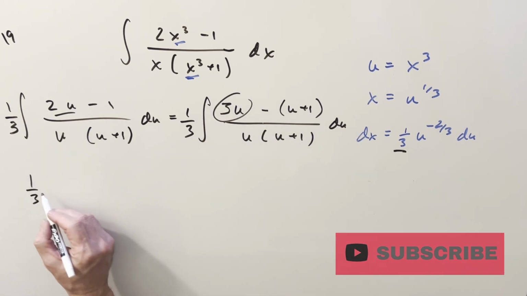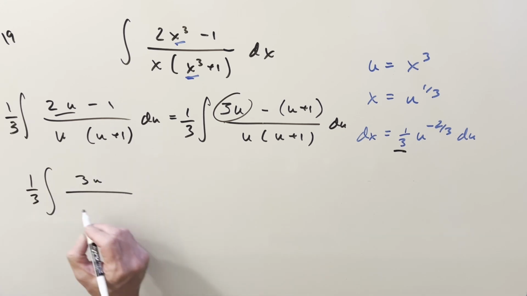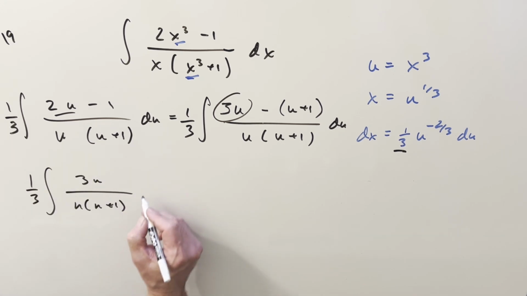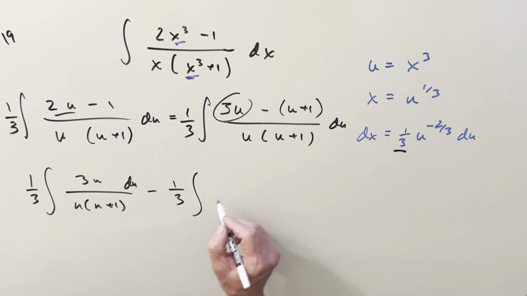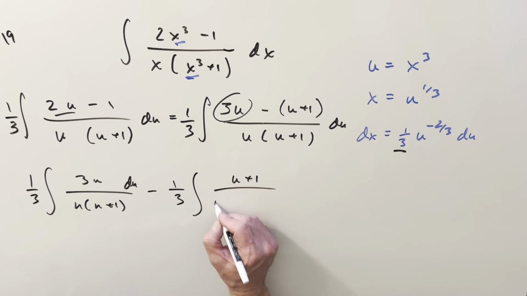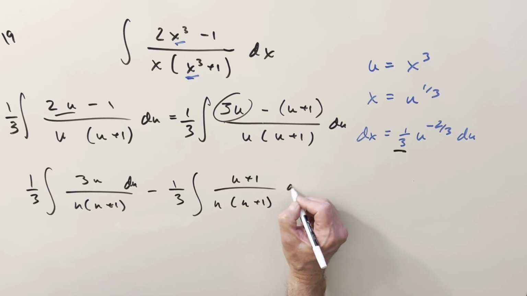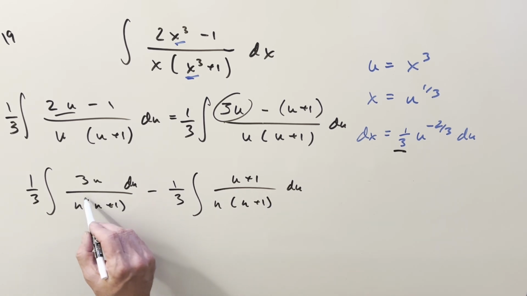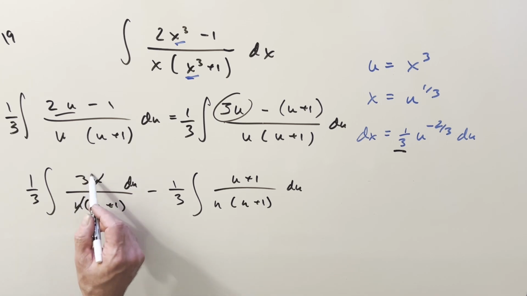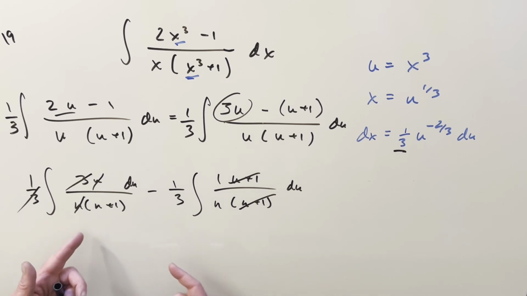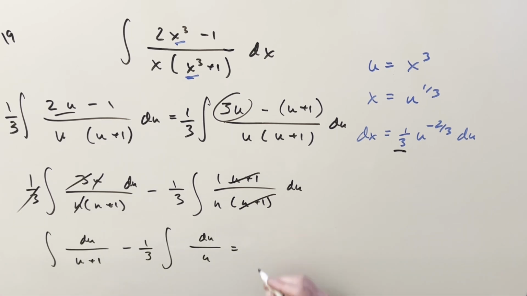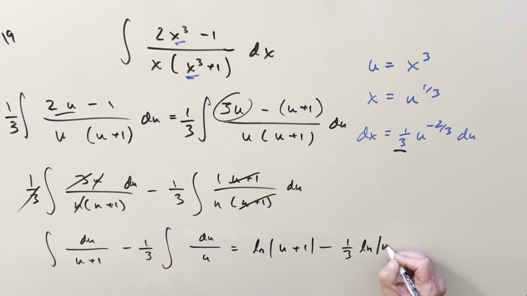The first one is going to be this 3u, so we'll have 1/3 times 3u over u plus 1. Distribute the 1/3 into the minus sign, we have minus 1/3, sorry, there's a du right there. And then this is going to become just u plus 1 over u times u plus 1 du. But then I can cancel u's right here. I can cancel 3's over here. I can cancel u plus 1 over here. And now what we're left with, two easy integrals. Go ahead and integrate. The first one's going to be just natural log absolute value of u plus 1, minus 1/3. And here we get natural log absolute value of u.